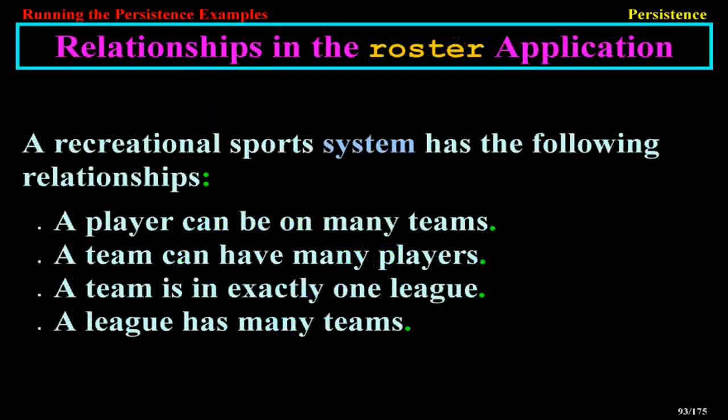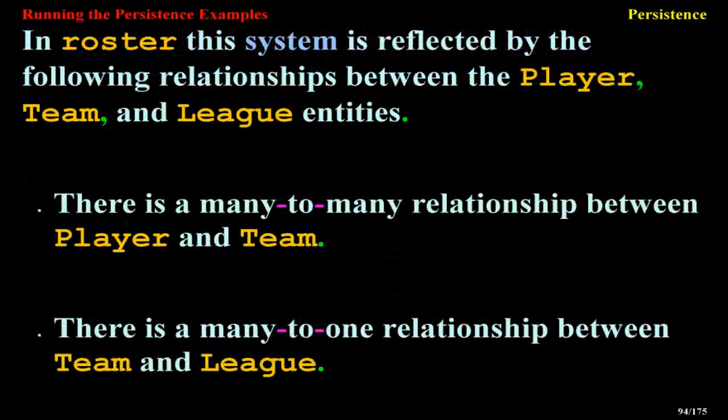Relationships in the roster application. A recreational sports system has the following relationships. A player can be on many teams. A team can have many players. A team is in exactly one league. A league has many teams. In roster, the system is reflected by the following relationships between the Player, Team, and League entities. There is a many-to-many relationship between Player and Team. There is a many-to-one relationship between Team and League.